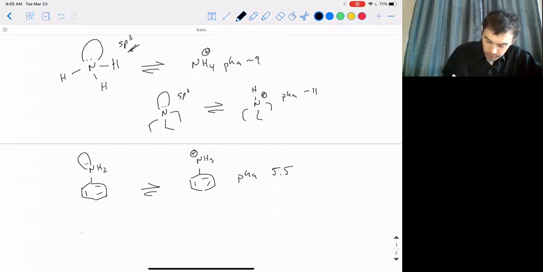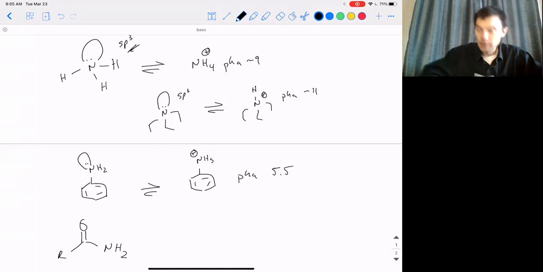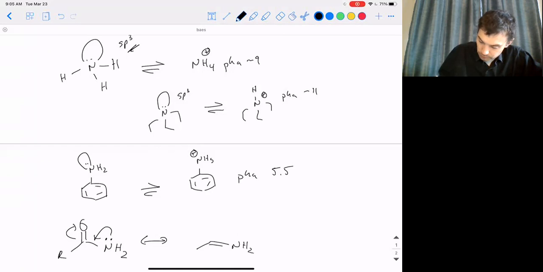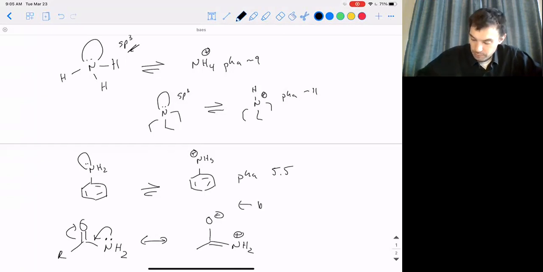Now, another functional group that is similar but has an even better electron withdrawing group attached to it is the amide. And in this case, now we have a carbonyl. And there's a fairly famous resonance structure of amides that look like this. And in this amide, this is probably going to actually be the basic atom.